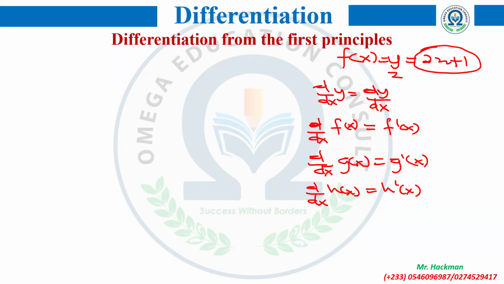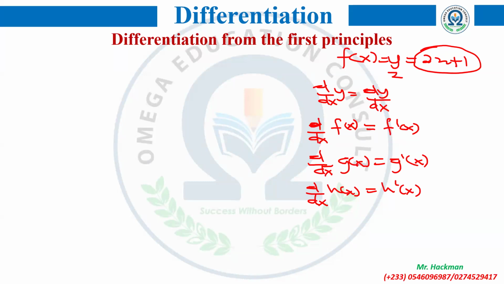Assuming f of x equals y, does that mean that dy/dx equals f prime of x? Yes, it is the same. You use f prime of x if the function came as f of x to represent its derivative, and you use dy/dx if the function came as y. So if the function came as y and I asked you to differentiate with respect to x from the first principle, then you should know that I'm asking you to find dy/dx.